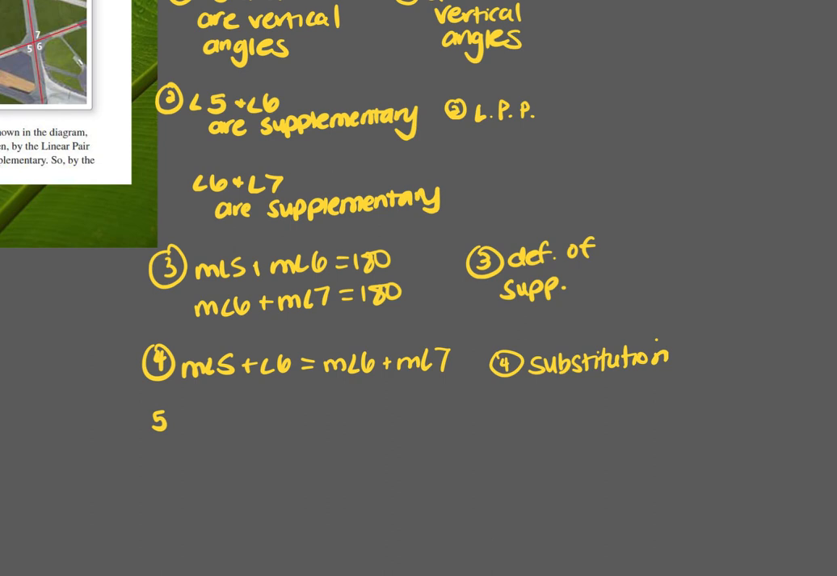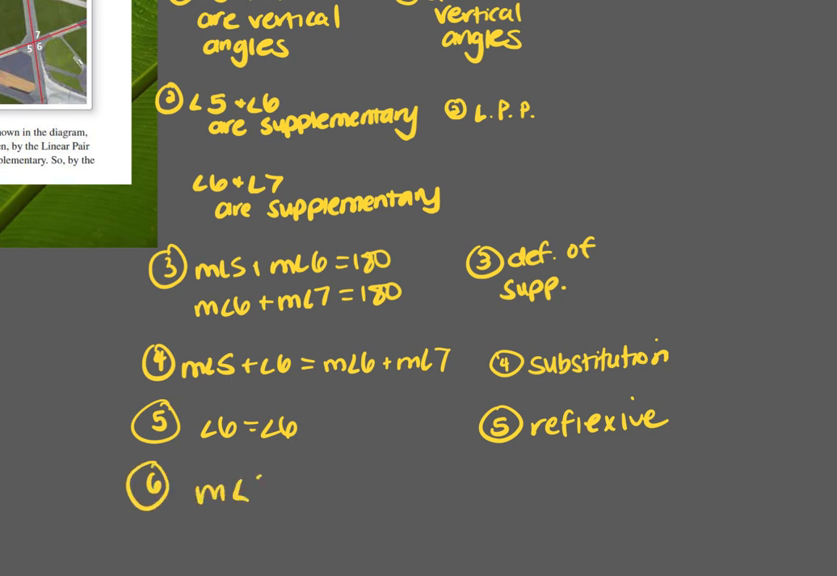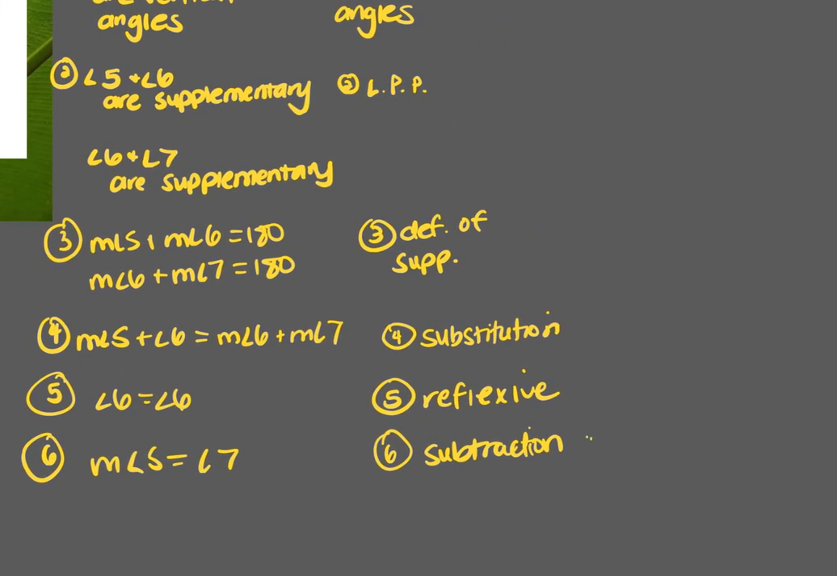The angle 6, so you subtract angle 6. So angle 6 equals angle 6 would be what? Subtraction. Not yet. Oh, no. Reflexive. Then I can say angle 5 equals angle 7, and that's subtraction. Can't you not? Do you have to be reflexive?